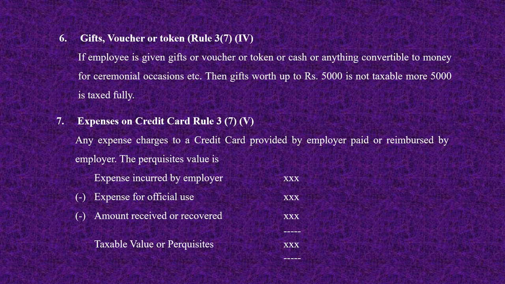So how do you calculate the value of the perquisite? Expense incurred by the employer, minus the expense for official use. If some part of the money is used for official purposes, that has to be deducted. And then the amount received or recovered from the employee, again, that has to be deducted. The remaining will be the value of the perquisite. I'll repeat it again: expense incurred by the employer minus the expense for official use minus the amount recovered from the employee will be the value of the perquisite.